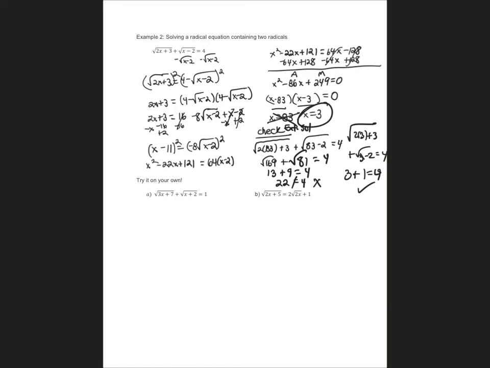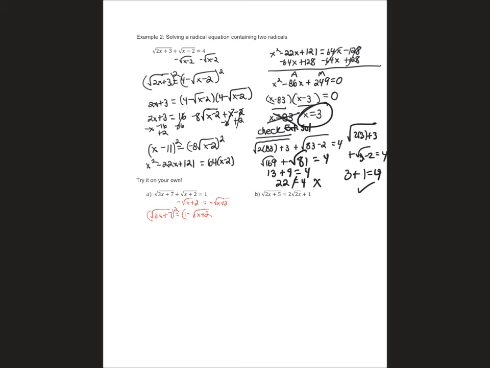Let's go ahead and move to the try it on your own. Two practice problems, part A and B. I'm going to go ahead and zoom back in on this. Let's change my color. And again, you'll notice in this part A, I have two radicals in the equation. I need to isolate one of the radicals, so I'm going to subtract the second one over. So I have square root of 3x plus 7 equals 1 minus the square root of x plus 2.